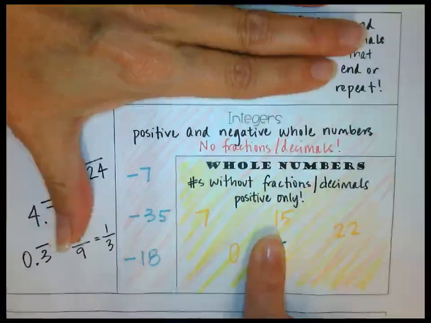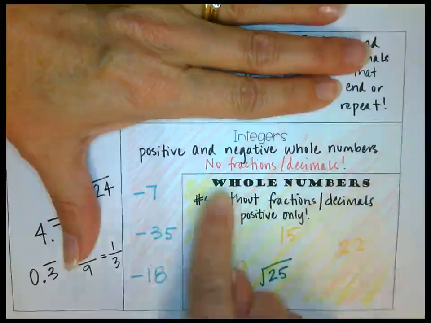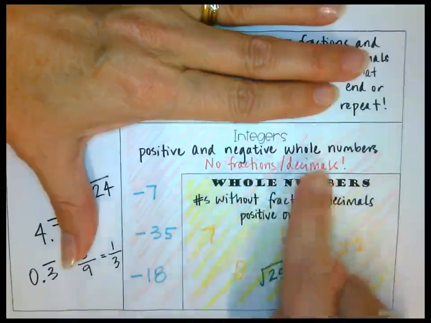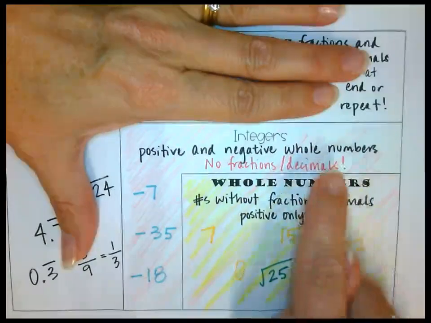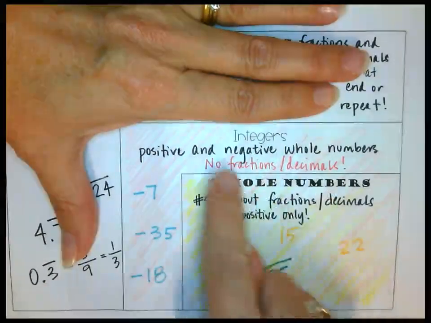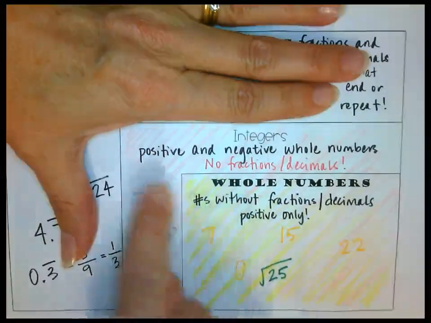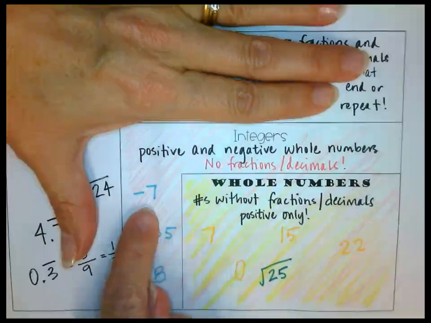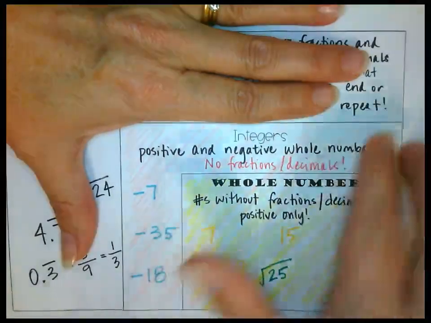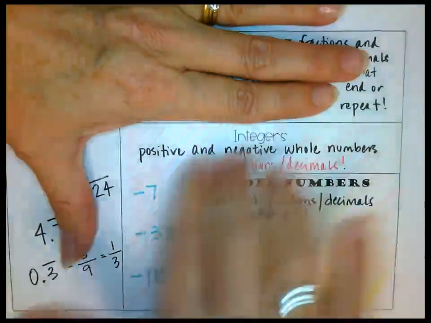Then we looked at integers, and integers are going to include all of these whole numbers, but integers are also allowed to be negative. Still whole, complete numbers, so no fractions, no decimals, but we have all of these positives, and now integers can also be negative. So -7, -35, -18. Integers are going to include both of these boxes right here.